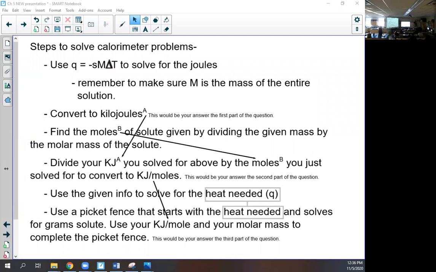Okay, so a typical calorimetry question on an AP test, and they are really common, by the way, would be like what we're about to do.